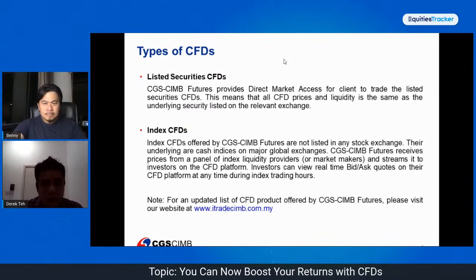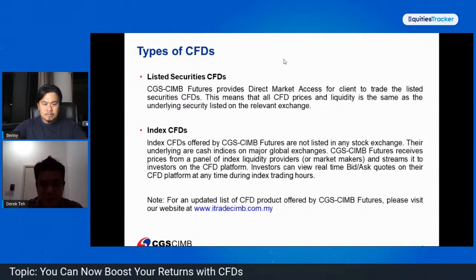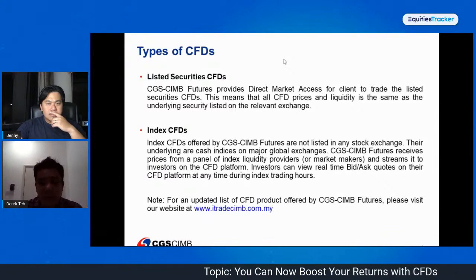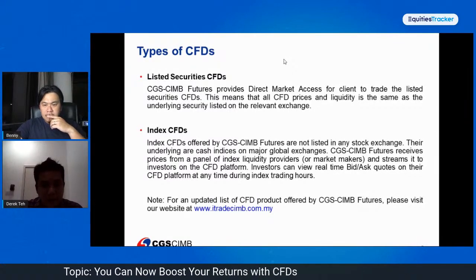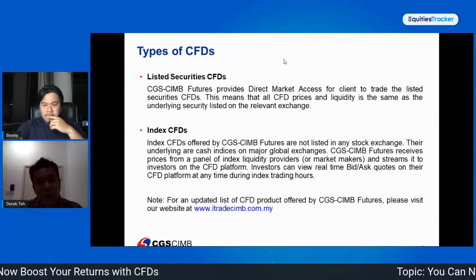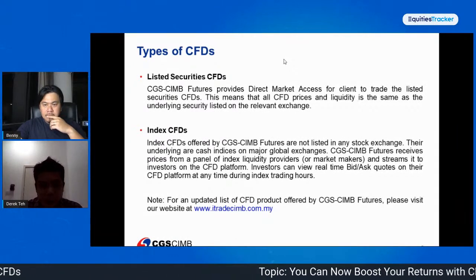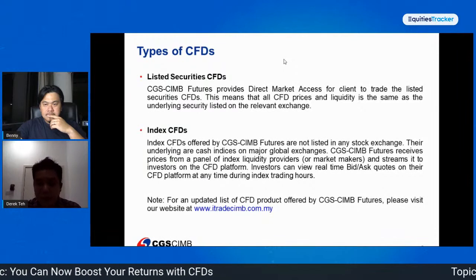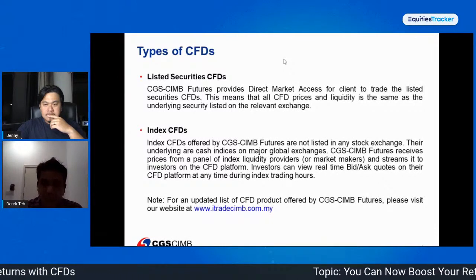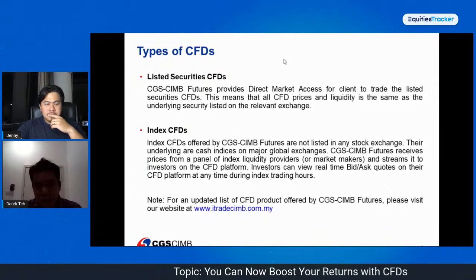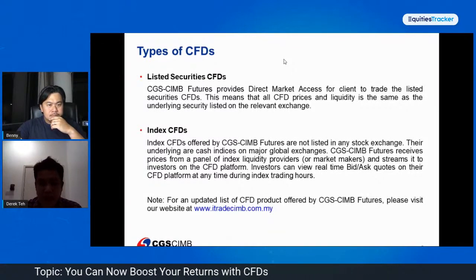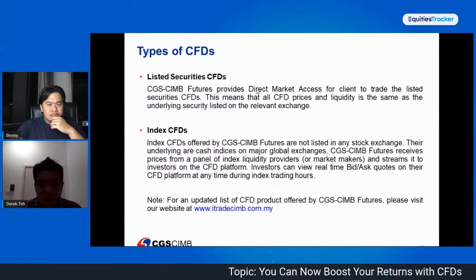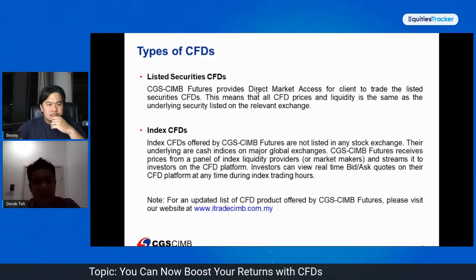Second, we also offer index CFDs to our clients. But the index CFDs offered by CGS-CIMB Futures are not listed on any stock exchange. Their underlying are cash indices on major global exchanges. CGS-CIMB Futures receives prices from a panel of index liquidity providers and streams them to our clients on the CFD platform. Clients can view real-time bid or ask quotes on their CFD platform at any time during the index trading hours. For an updated list of CFD products offered by us, please visit our website.